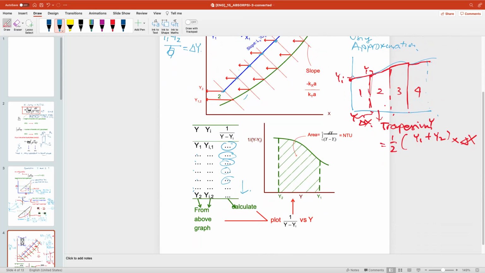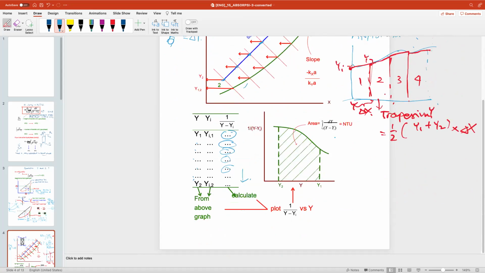You may want to use a square method, or Simpson's rule or something. If you want you can, but trapezium is a good approximation as well. We still have a little bit of error here, but that's fine. So then we get the NTU. When we have the NTU, we just multiply it with the HTU, and there you have the height for your absorption.